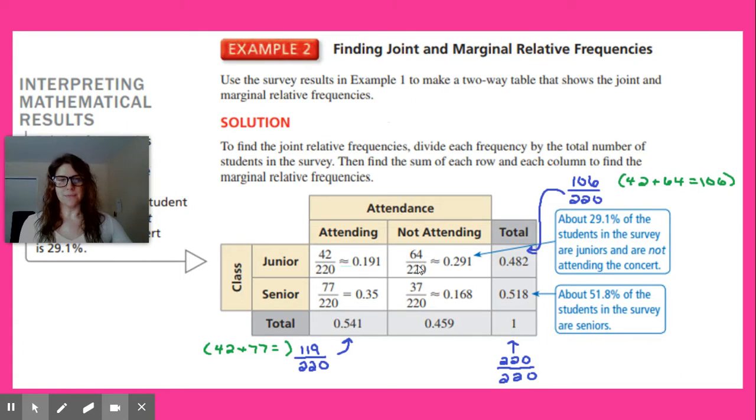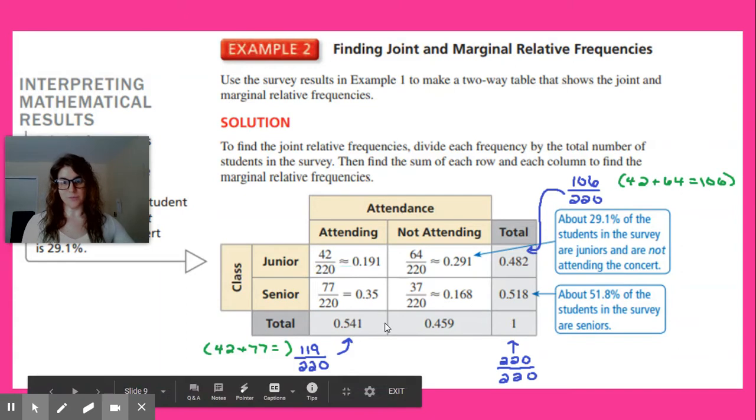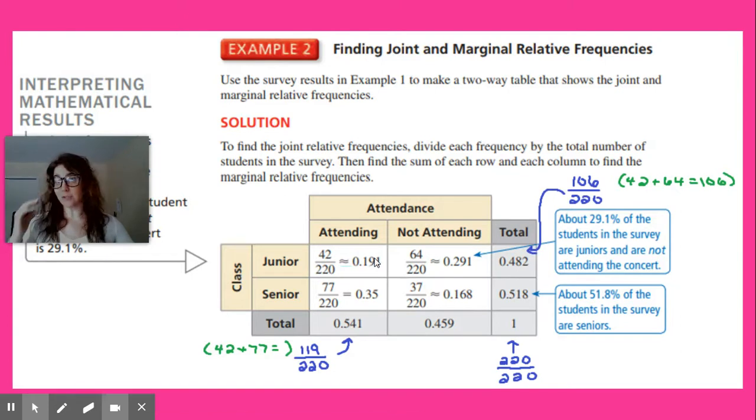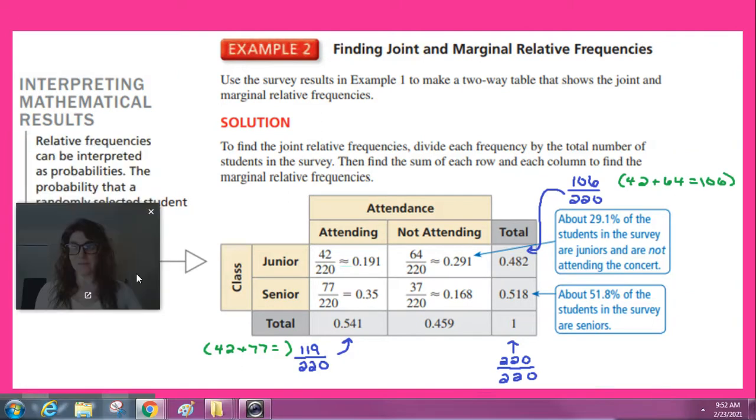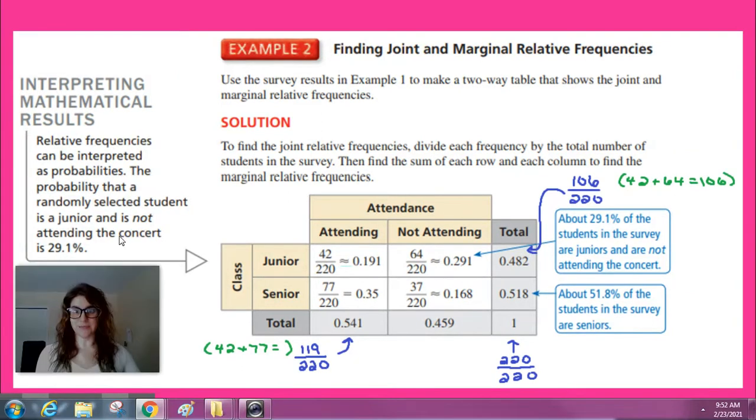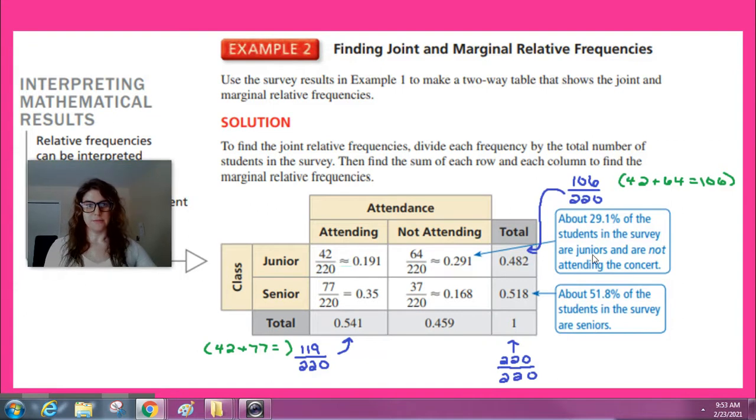So in this example, we have our joint frequencies on the inside. There's the 220s, right? That is your totals. And I even wrote in where the marginal ones came from. And then they divided, like I said, you can leave it in decimal form, fraction form, or percentage. It is your personal preference. Okay, so even here you can see they have the percentage there. So again, your own personal preference.